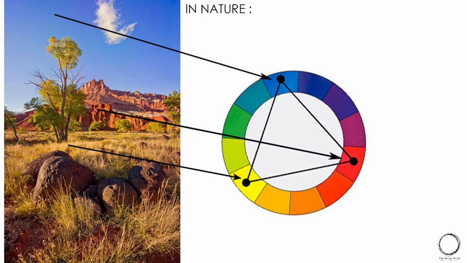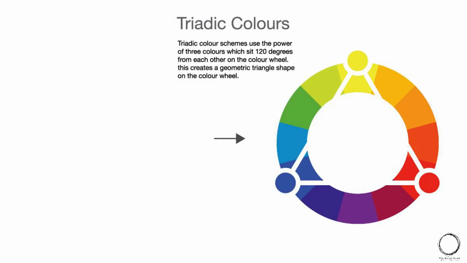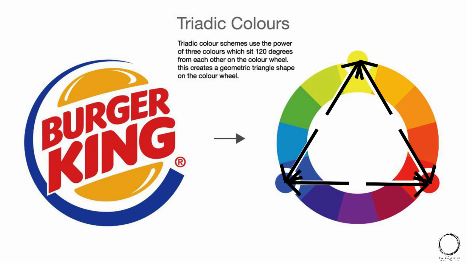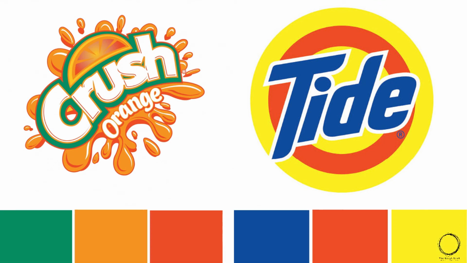And also, just like the complementary color scheme, this is another color scheme. Like you can see in the above image, triadic colors use the power of three colors which sit 120 degrees from each other on the color wheel. This creates a geometric triangle shape on the color wheel. And the famous logo Burger King falls into this scheme. Also, the logos of Crush, Orange, Tide are combinations of three colors on the color wheel. And here are the shades showing the same.